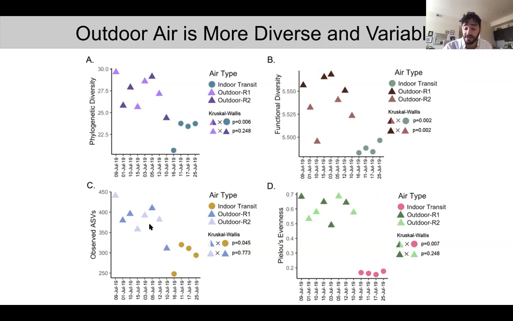And then the number of species we found, or the number of ASVs, and then how evenly distributed they are. So we're finding that the outdoor air is more variable with regards to diversity, and it is more diverse than the indoor transit system air. That does make sense given the fact that you're outdoors and there's wind moving, as opposed to in a train car where, I hope your doors are closed, it's generally cut off.